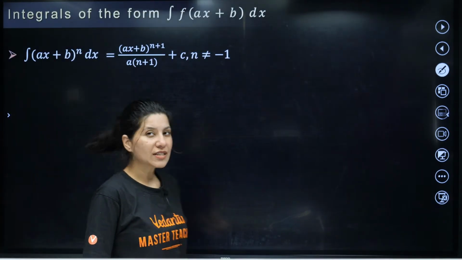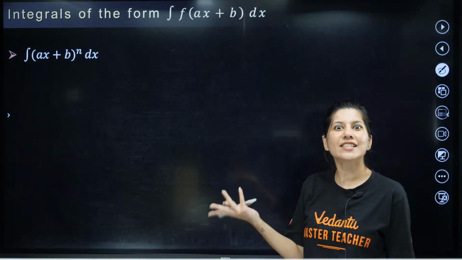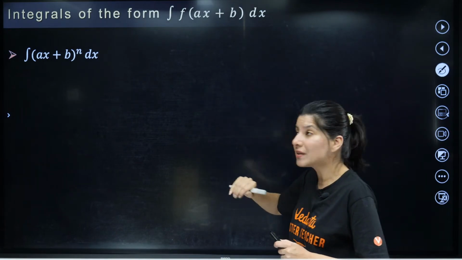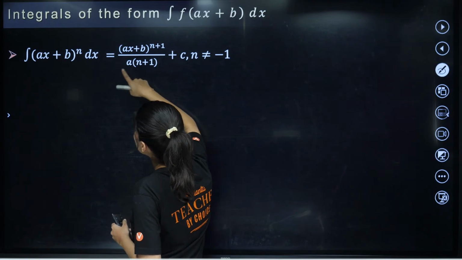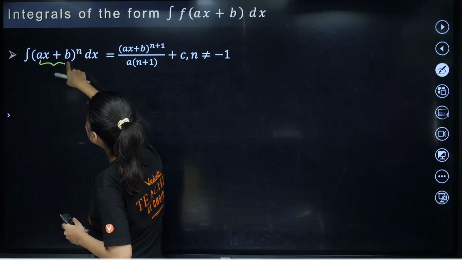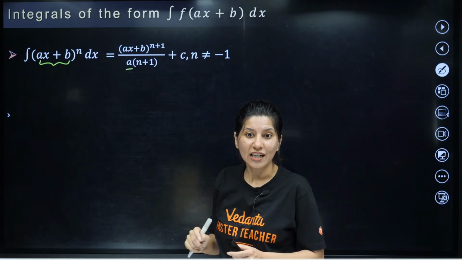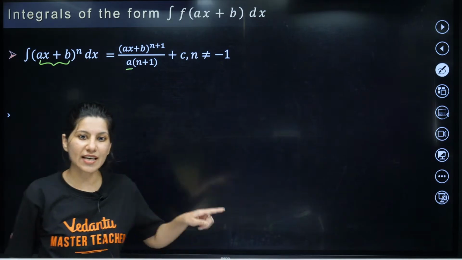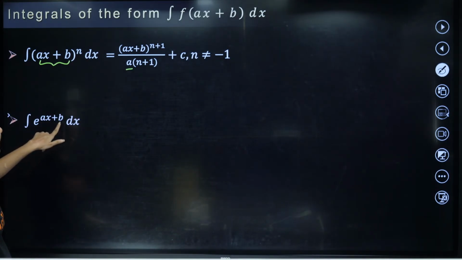Now just understand ax plus b raised to power n. You remember the integration of x raised to power n is what? x raised to power n plus 1 upon n plus 1. Similarly, ax plus b raised to power n plus 1 upon n plus 1. But we are going to differentiate this internal thing in the denominator. So the derivative of ax plus b will be a, which is there over here. Similar thing, e raised to power ax plus b will be what?